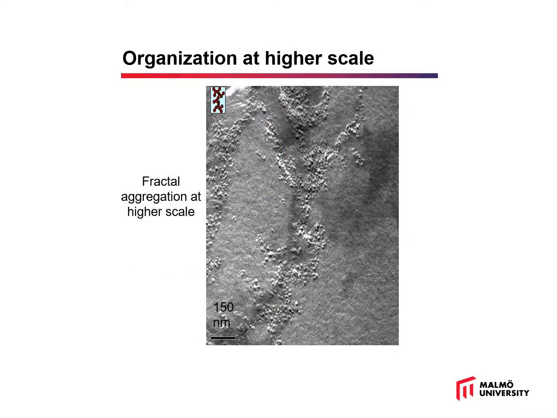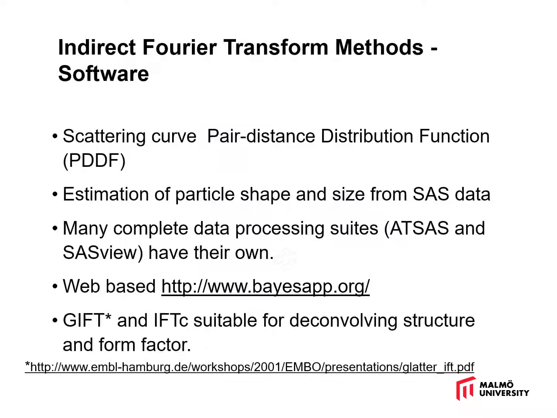By contrast, here's a TEM picture of a freeze fracture from the same material, and it's nowhere near as informative, and certainly the measurement takes a lot more care than the SANS measurement. So I'll talk briefly about the indirect Fourier transform methods and the software which are used to do this. It's basically a transformation of the scattering curve with a Fourier transform.